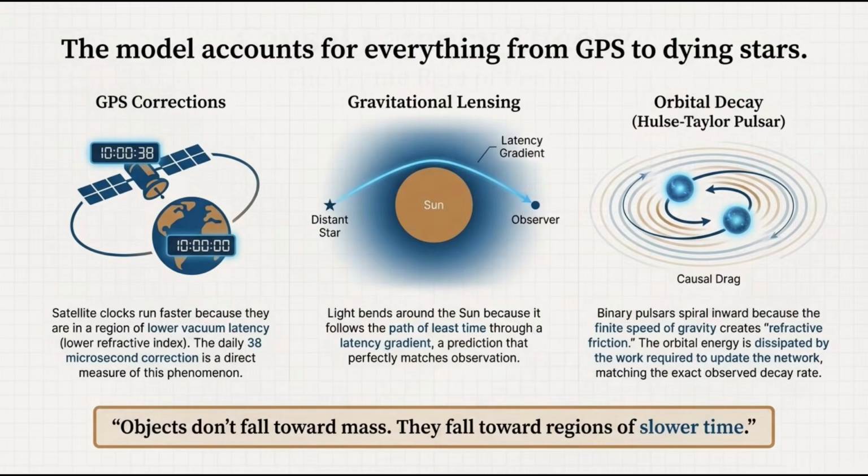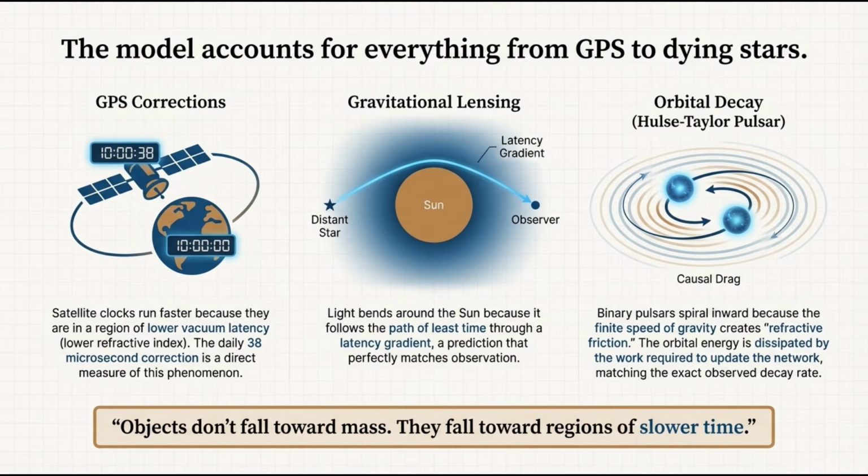It agrees with the observation, but it changes the cause. It says gravity isn't curvature, it's refraction. Refraction, like light bending through water. Precisely like that. Mass creates a zone of high-density causal information, a latency gradient. The vacuum near Earth gets thicker, information processes slower, its refractive index goes up, so time itself literally moves slower here.